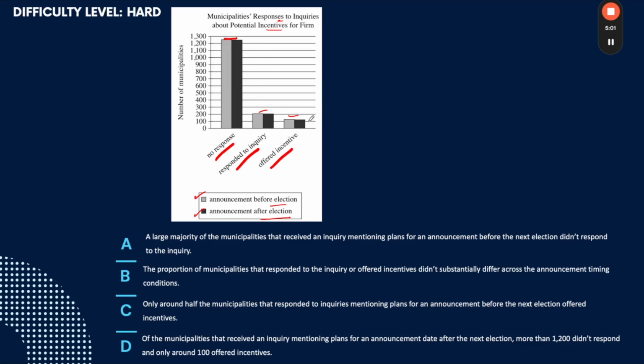It's almost the same, which means there is no relationship between the announcement timing of the firm and the municipalities responding to the firms, right? This basically helps us weaken the hypothesis of the team. There's no difference, so basically it has nothing to do with it. The timing has nothing to do with municipalities responding to the firms or giving an incentive to the firms, right? Now, with this understanding, let us go ahead and read our options.